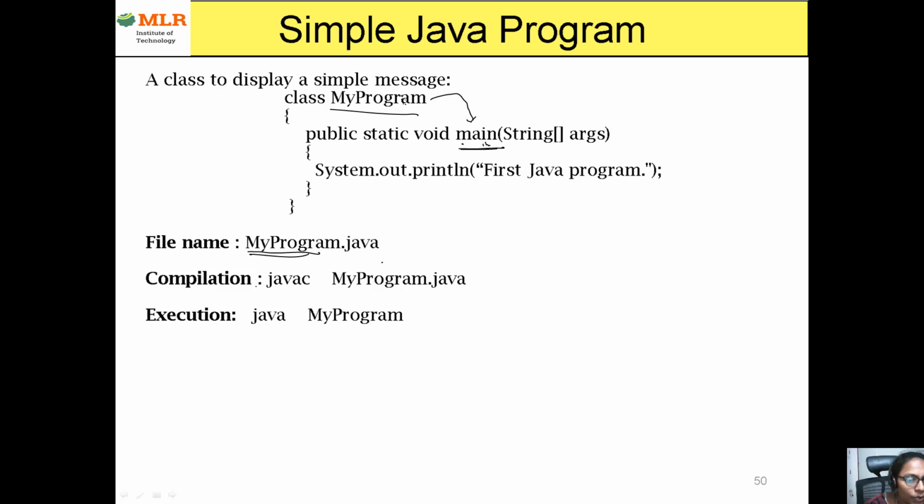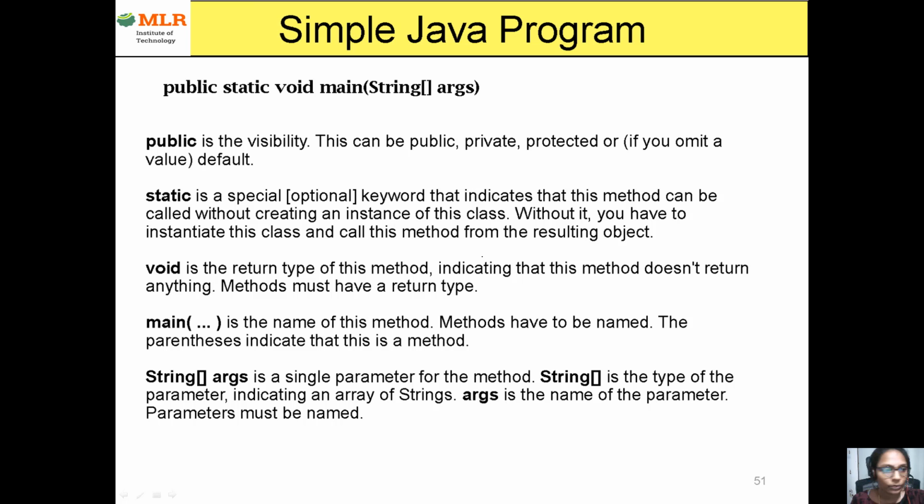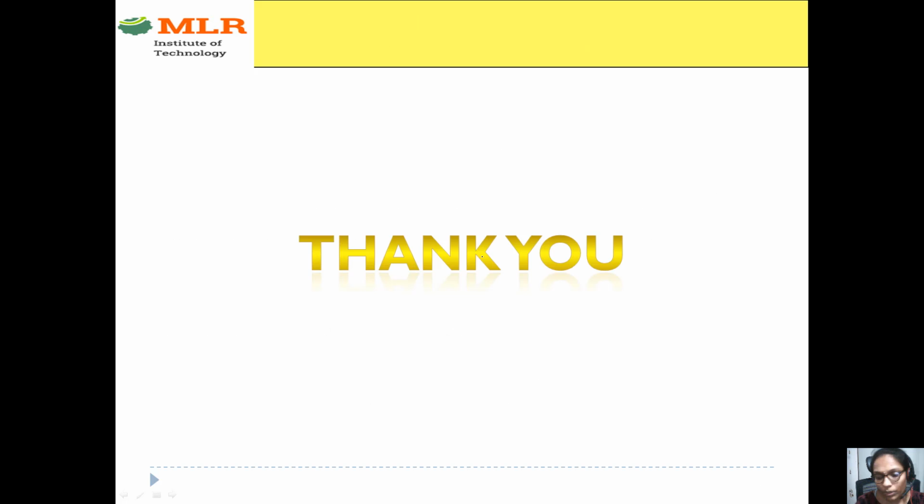And how to compile this? Using the javac compiler: javac space your file name .java. Then coming to execution, java space MyProgram. So here only MyProgram. What does MyProgram indicate here? MyProgram indicates the name of your class. Using this class name only, the operating system will call your main function. So this is about a simple Java program.